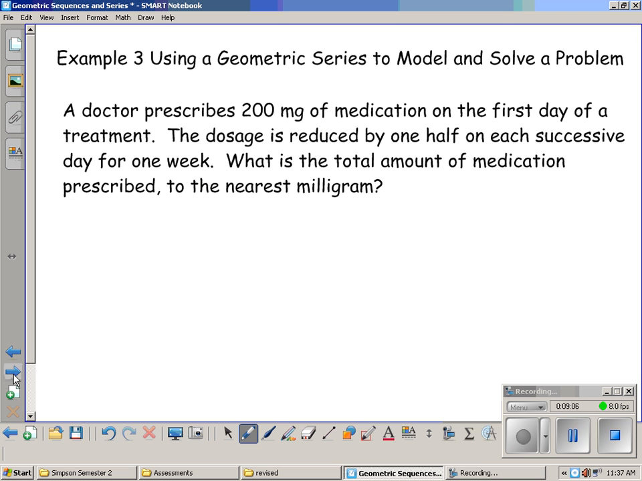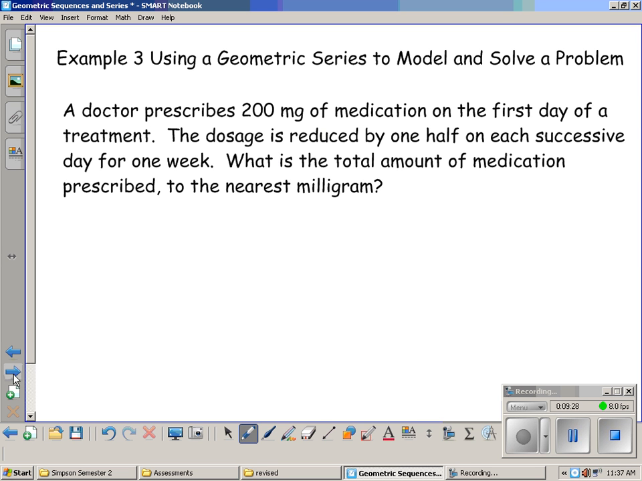Example 3. This is an application problem. It says using a geometric series to model and solve a problem. A doctor prescribes 200 milligrams of medication on the first day of a treatment. The dosage is reduced by 1/2 on each successive day for 1 week. What is the total amount of medication prescribed to the nearest milligram?